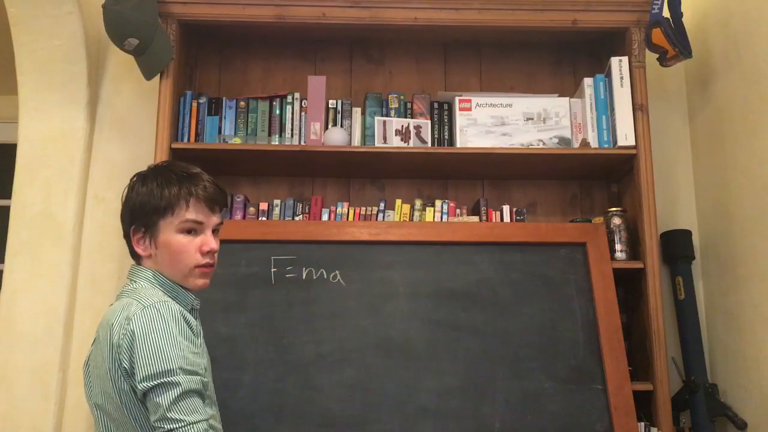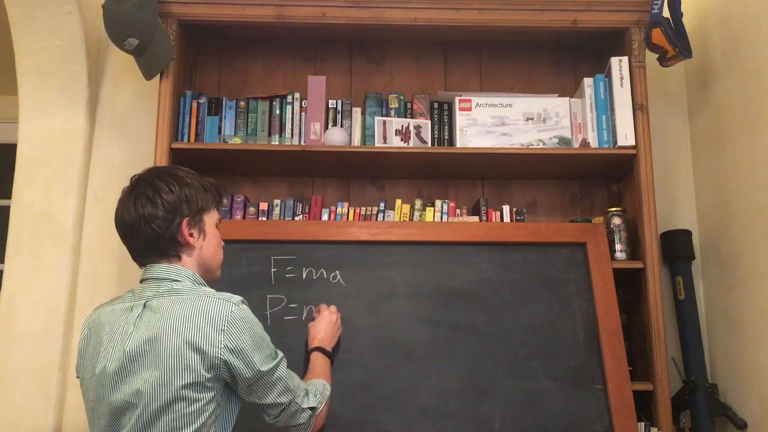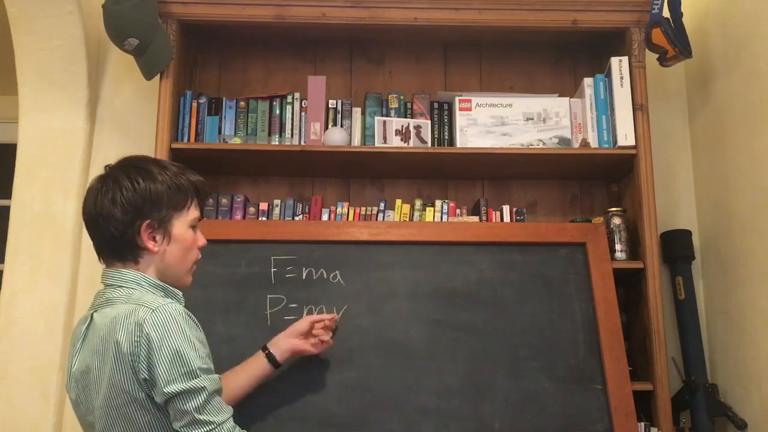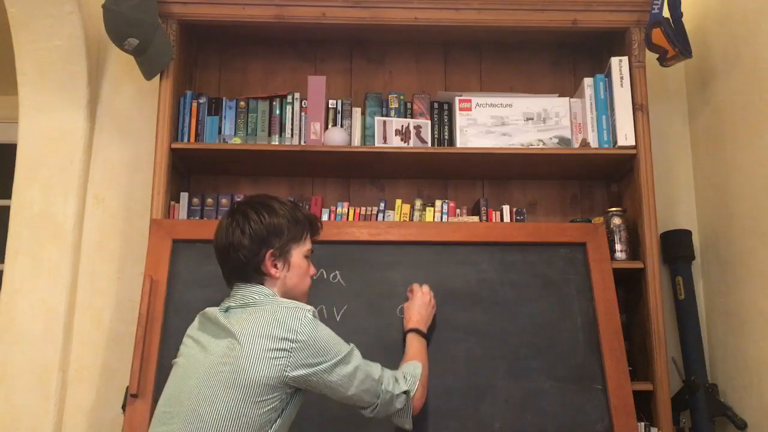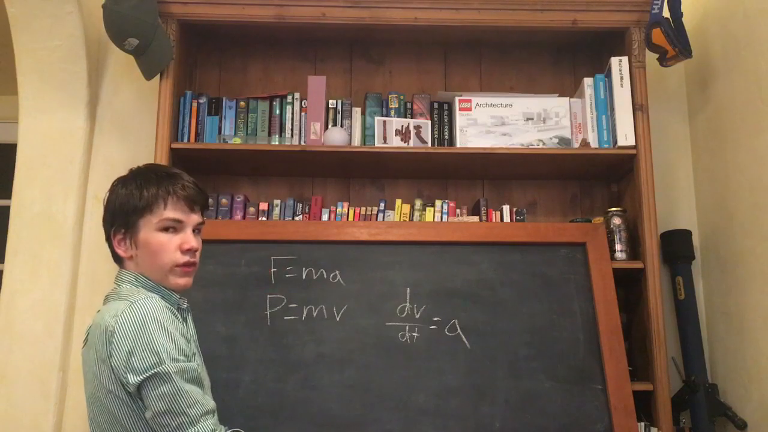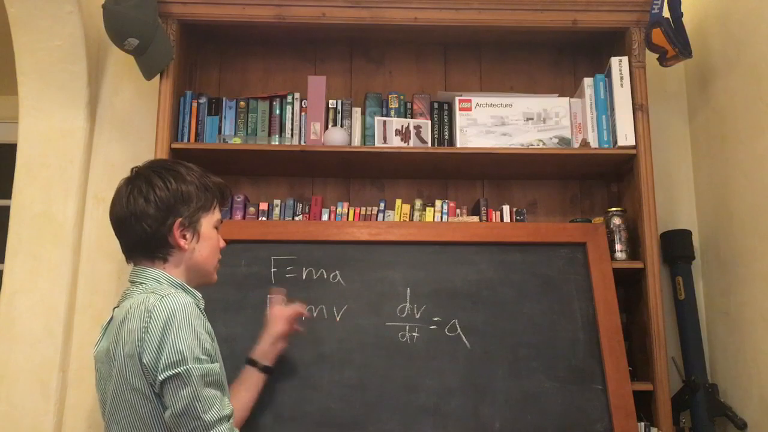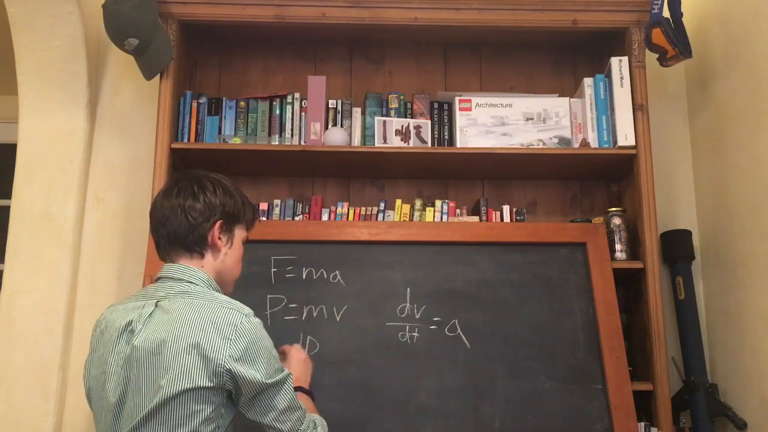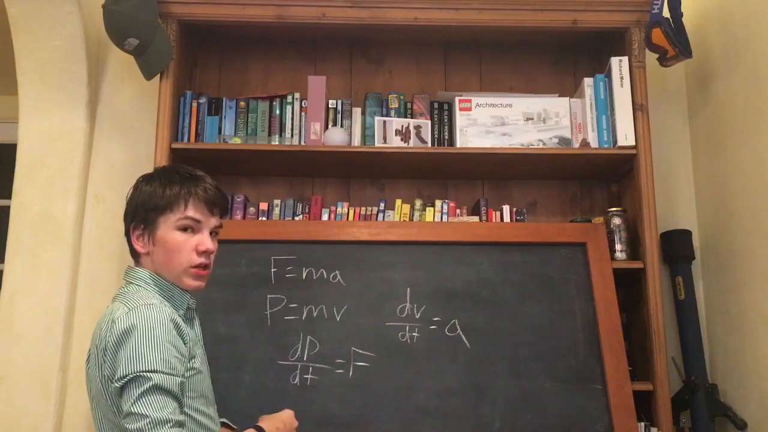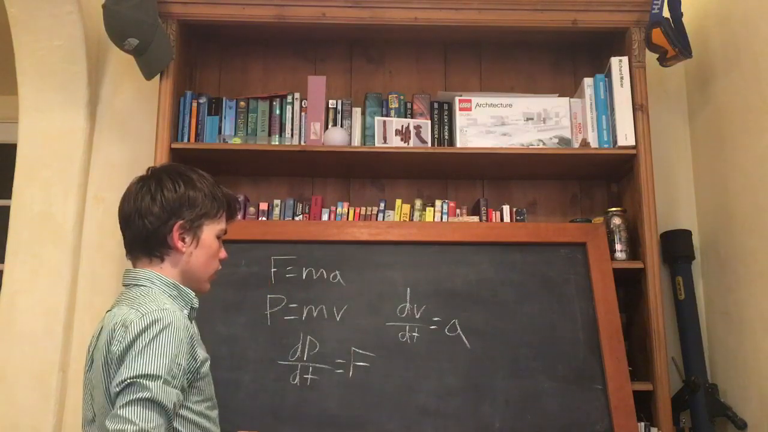Force is equal to mass times acceleration. We also have momentum, which is mass times velocity, and here we see the first relationship. If you remember, the derivative of velocity is actually acceleration. So in that way, we see the derivative of momentum is actually the force being exerted on that certain object.